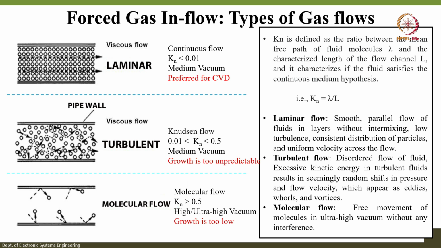As the slide shows, there are three different types of gas flow mechanism. The first one is a laminar flow, the second one is a turbulent flow mechanism, and the third one is a molecular flow mechanism.